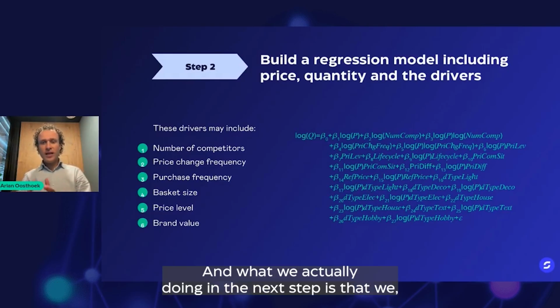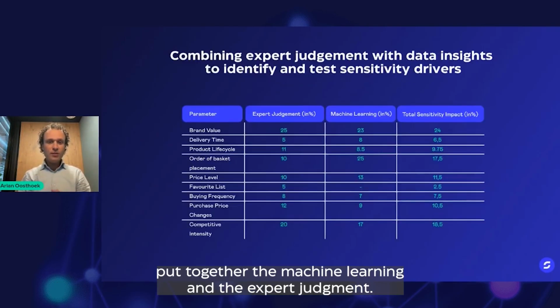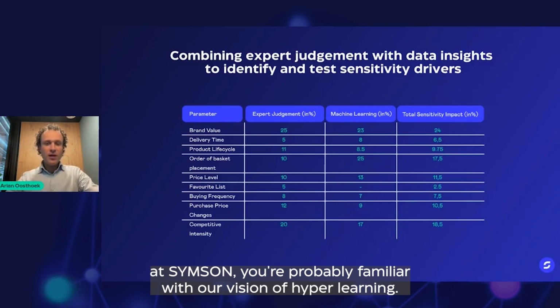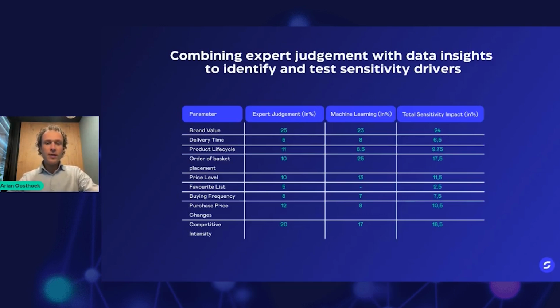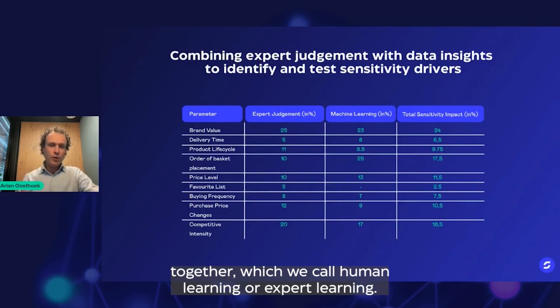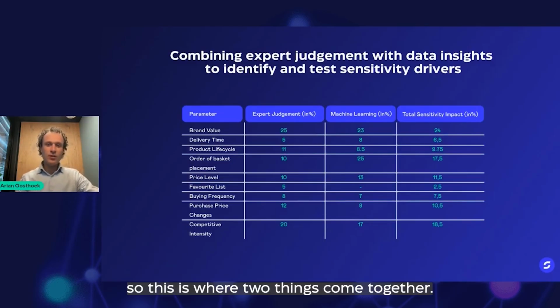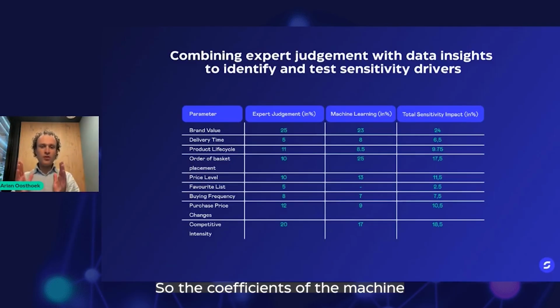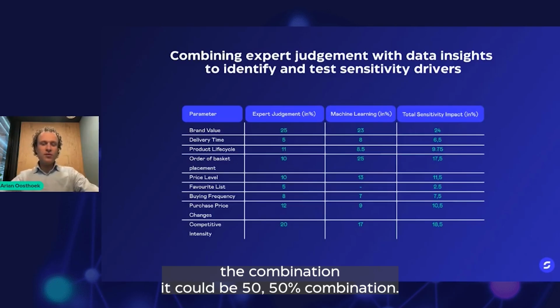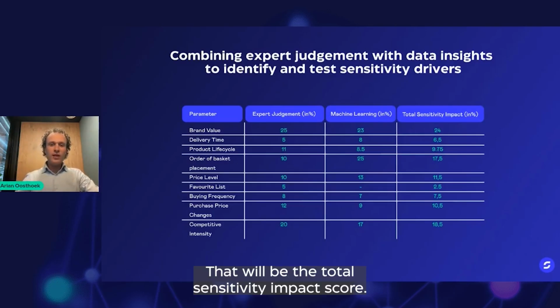And what we're doing in the next step is that we put together the machine learning and the expert judgment. As you've maybe attended previous webinars, or if you're a customer at SYMSON, you're probably familiar with our vision of hyperlearning. This is where we combine machine learning together with what we call human learning or expert learning. So this is where things come together. The coefficients of the machine learning we combine with the expert judgment. The combination could be a 50-50% combination. That will be the total sensitivity impact score.